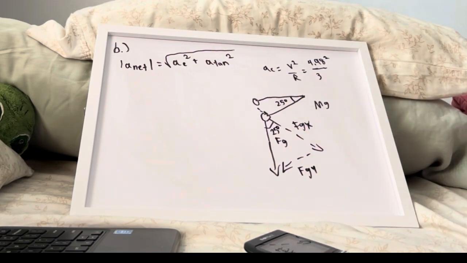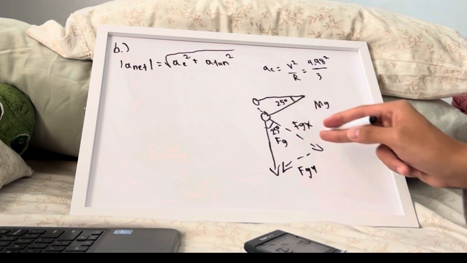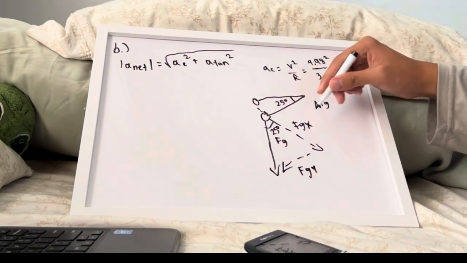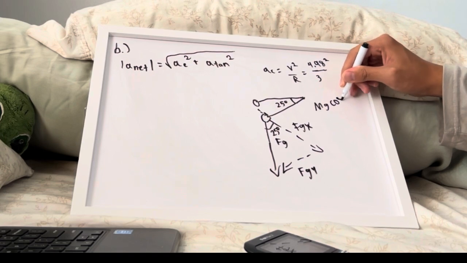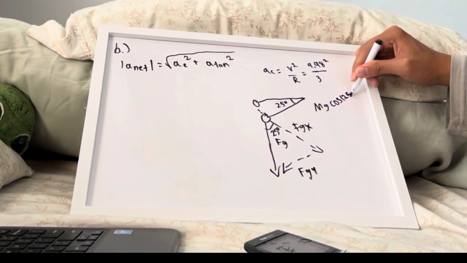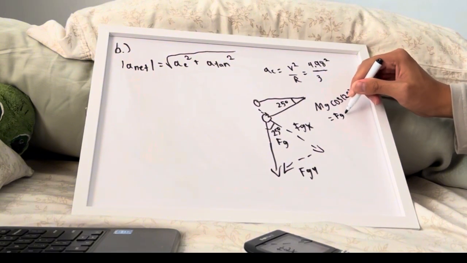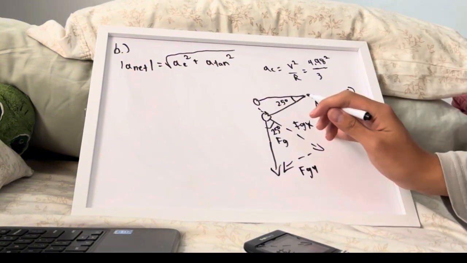It's like an incline, right? So I just need FG's adjacent component. So I can just do mg, which is equal to FG, and then take the adjacent, cosine 25. And that's going to be equal to FGx. But I don't want FGx, I want A tan.